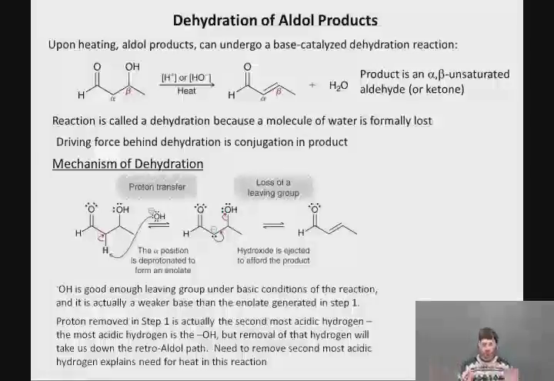The fact that you are removing a hydrogen that's not the most acidic explains the need for heat in this reaction. Making the conjugated product is the thermodynamic driving force, but removing this hydrogen in step 1 has a reasonably large activation barrier, and the heat helps us overcome that activation barrier. Once you generate the enolate, it's going to want to kick off OH minus, and step 2 of the dehydration actually drives step 1, as we have seen for many other reactions.